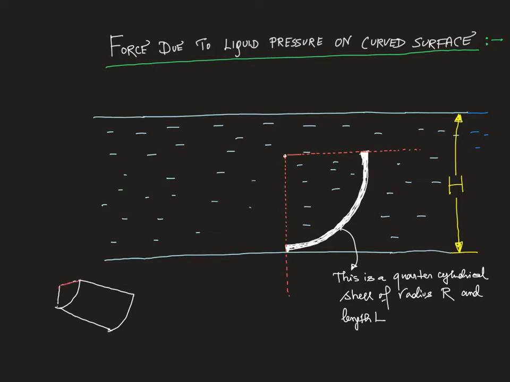This is just an extension to show you where the axis of the cylinder is. This one, this is the axis of the cylinder. In this diagram this axis is just like a dot. Okay, now this length is given as L and this radius is given as R. So you have to find the force due to liquid pressure on the curved surface.